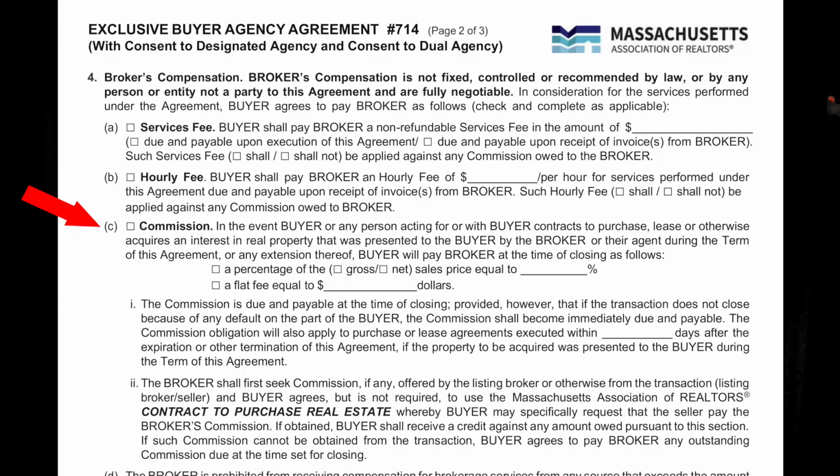And then we have C, which is the commission, and this is probably the most typical that we're going to see. So for commission, it reads, in the event buyer or any person acting for or with buyer contracts to purchase, lease, or otherwise acquires an interest in real property that was presented to the buyer by the broker or their agent during the term of this agreement or any extension thereof, buyer will pay broker at the time of closing as follows. So it's either going to be a percentage or a flat fee.